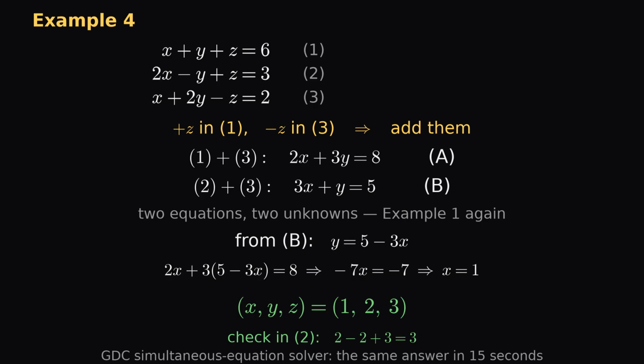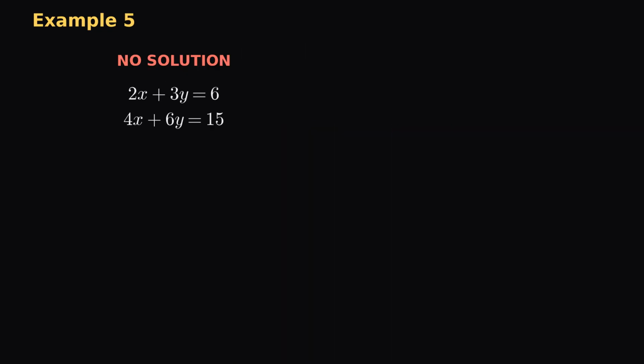And every calculator you're allowed has a simultaneous equation solver. Type in the 9 coefficients and the 3 constants, and it gives you 1, 2, 3 straight away. Do it by hand for the method marks, then check it on the calculator every single time. It costs 15 seconds. Last one, and it's the one that looks broken.